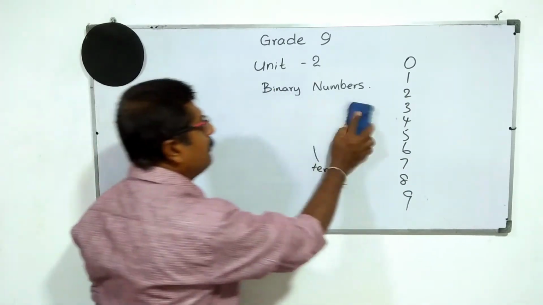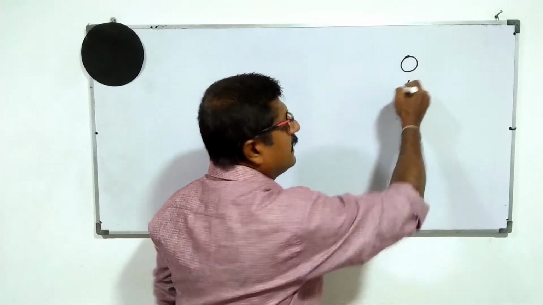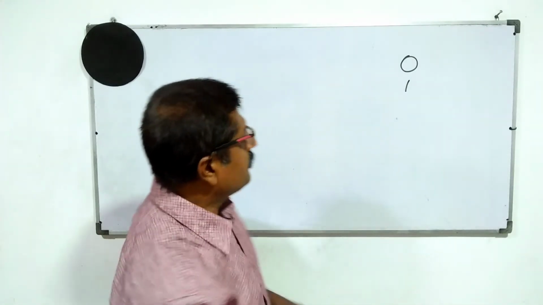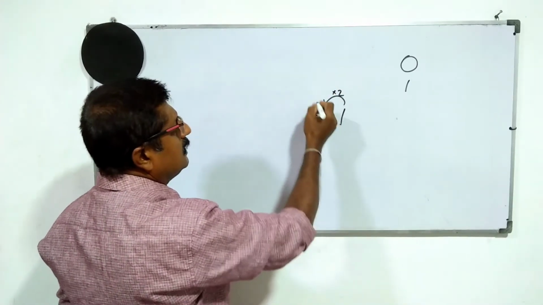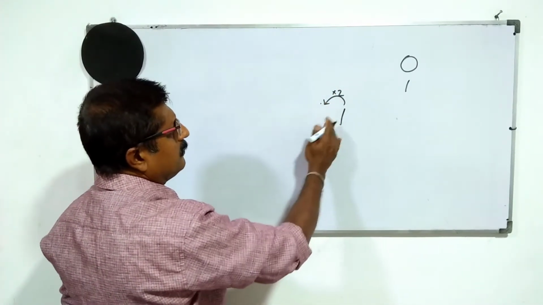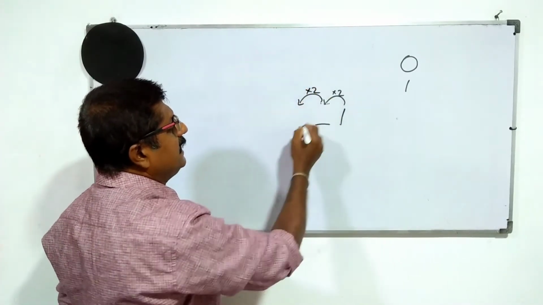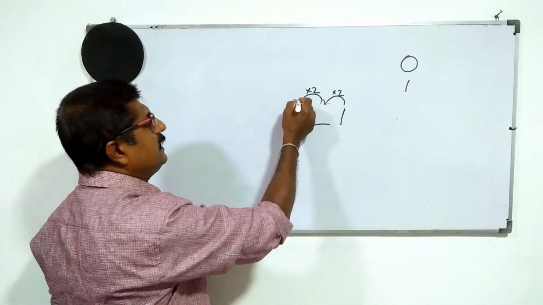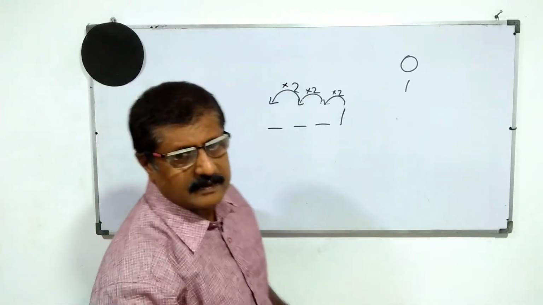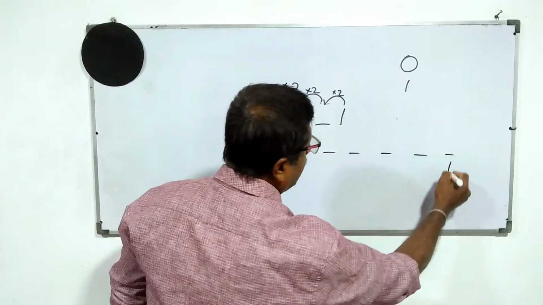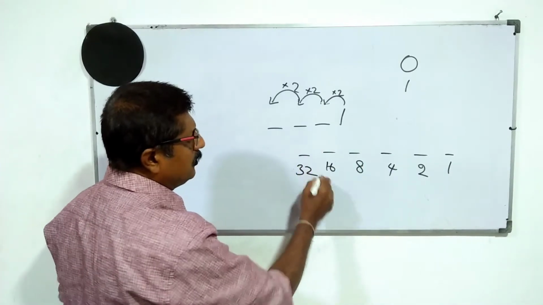But binary numbers use only 2 digits. Only 2 digits. What are they? 0 and 1. And they are based upon 2. The first one, these are ones. 1 multiplied by 2, these are twos. Then twos, when they are multiplied by 2, these are fours. When they are multiplied by 2 again, these are eights. Like this. Ones, twos, fours, eights, 16s, 32s, like this.